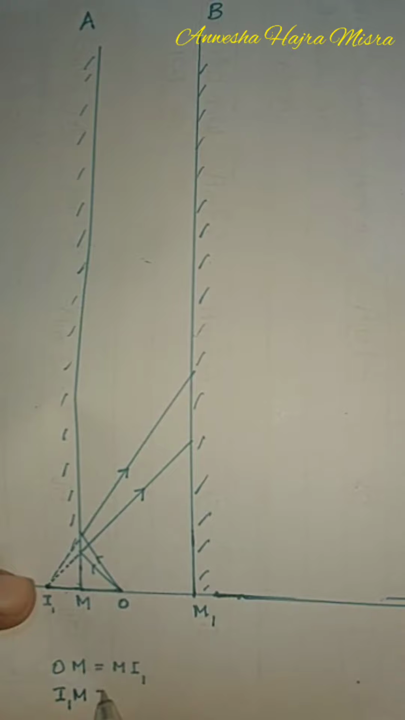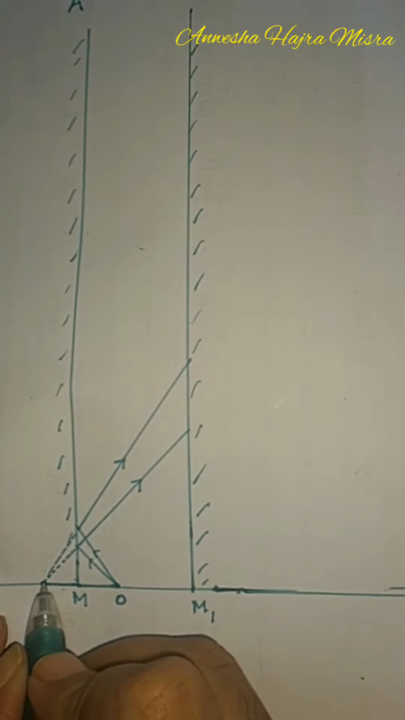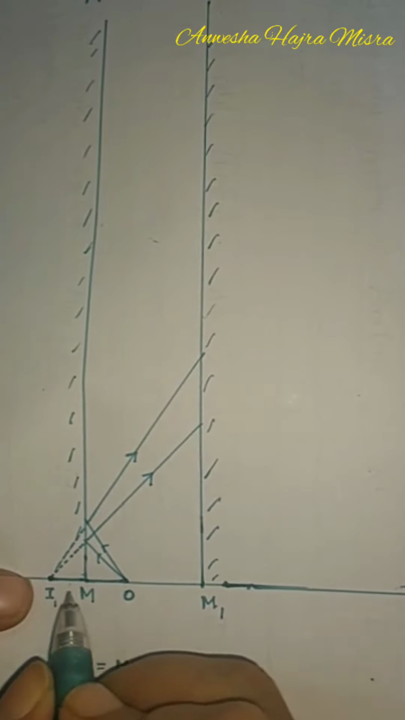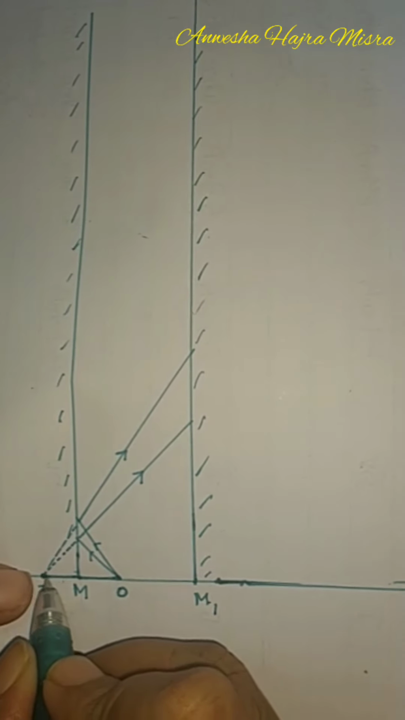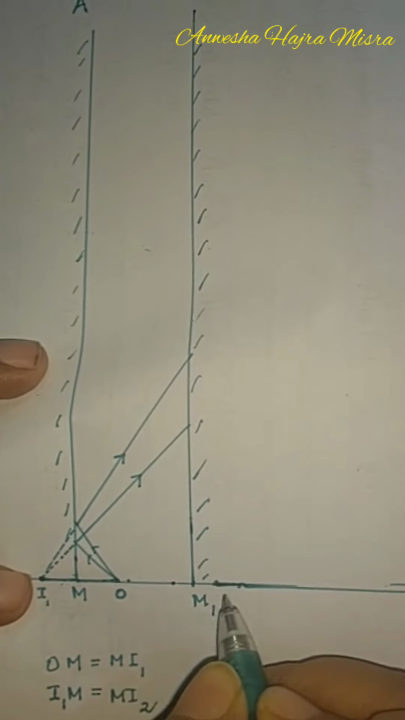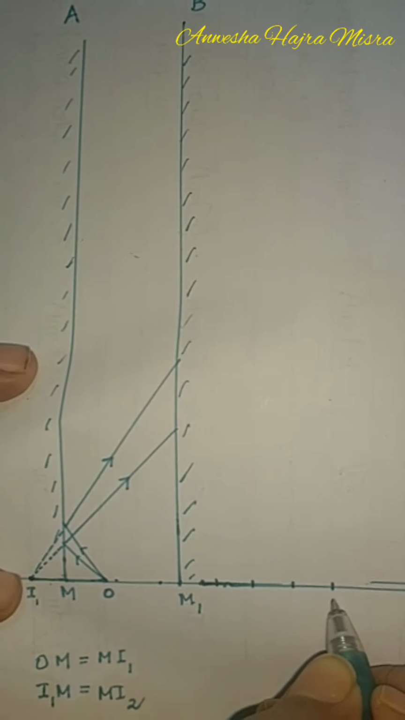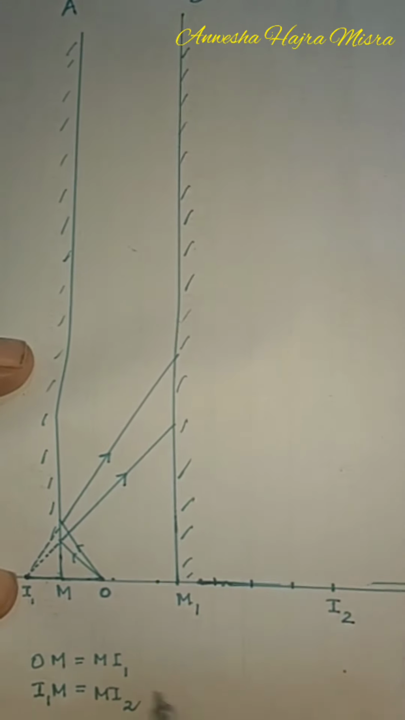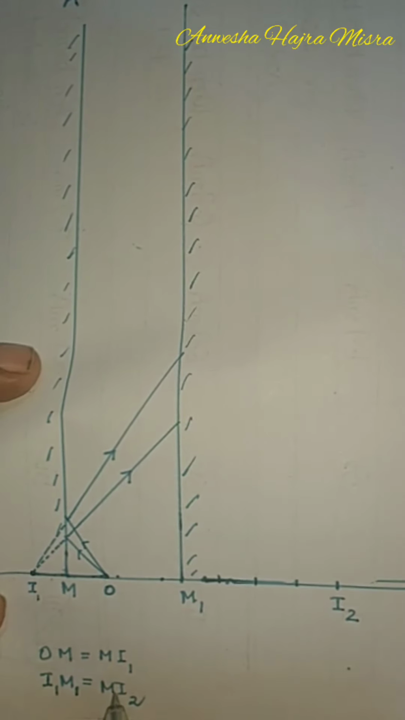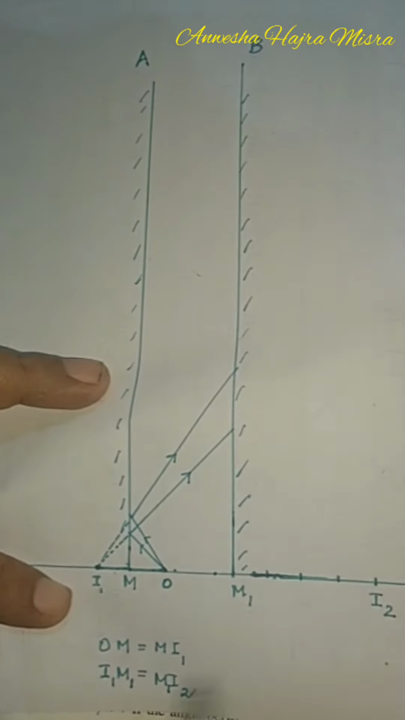I1M1 should be equal to MI2. Now you are going to measure with your scale. I have marked the graduations which you cannot see. From I1, this is 1, 2, 3, 4 lines in front. Here I will have the image I2. So I1M1 equals M1I2.